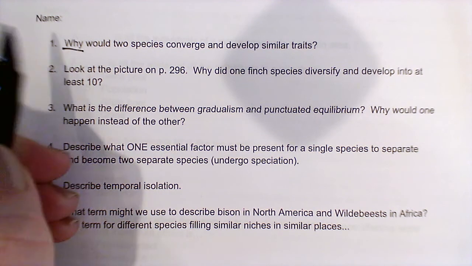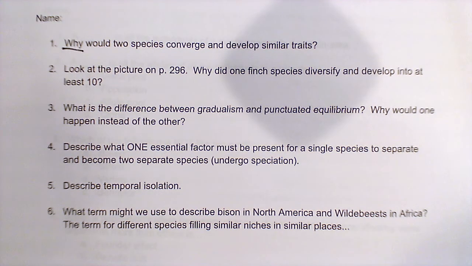This again is a why question. Why would two species converge and develop similar traits? Well, because they must be doing similar jobs, and so the same kinds of traits are going to give them advantages and be selected for. So since they're doing the same job, the same traits are going to be selected for, so they're going to become more similar and have whatever traits are the best at doing that job.